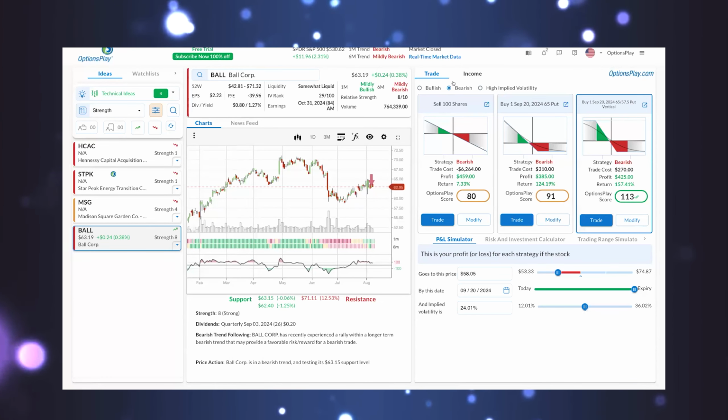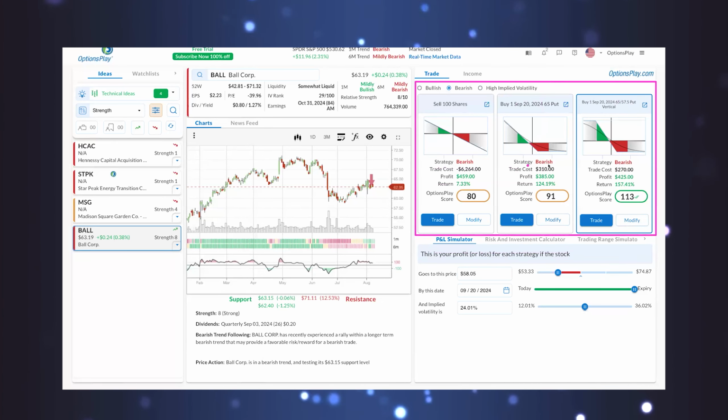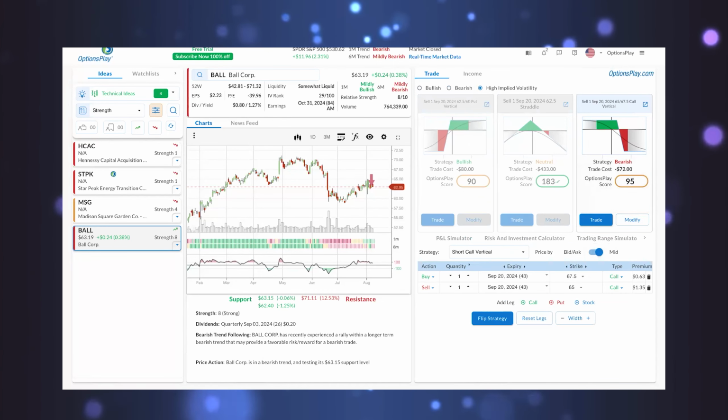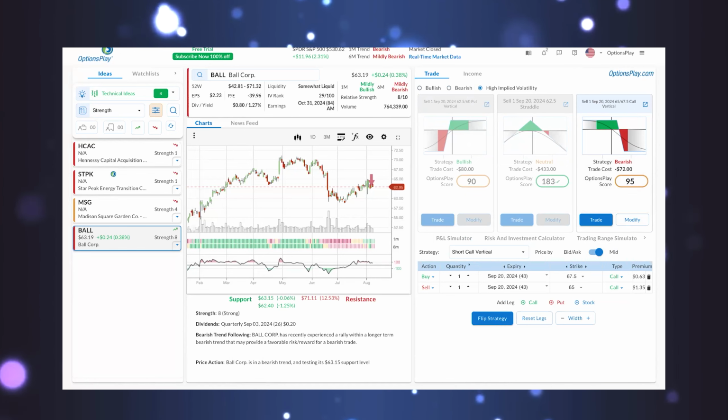And then you can always use the OptionsPlay platform to help you identify a bearish trading setup, whether that's buying a put option or a debit spread or even a credit spread. You want to sell that. You can easily structure that here in OptionsPlay without having to pull up an options chain.